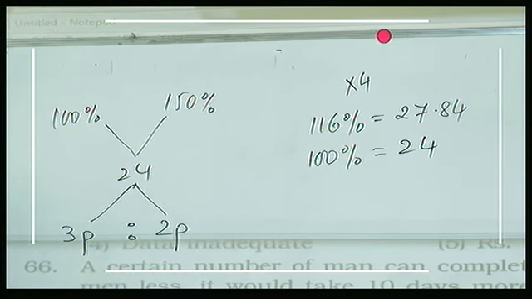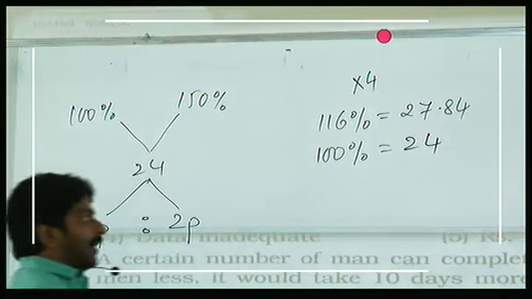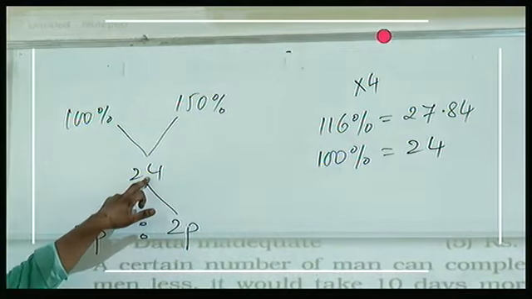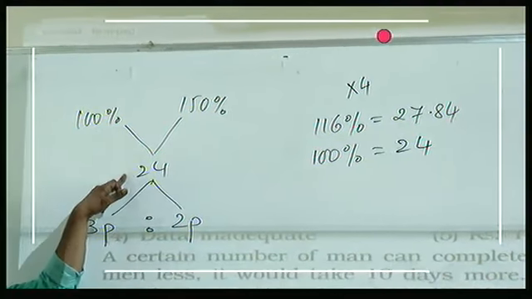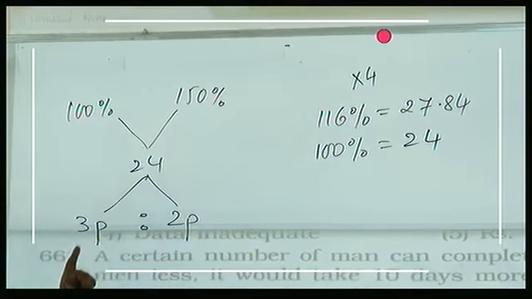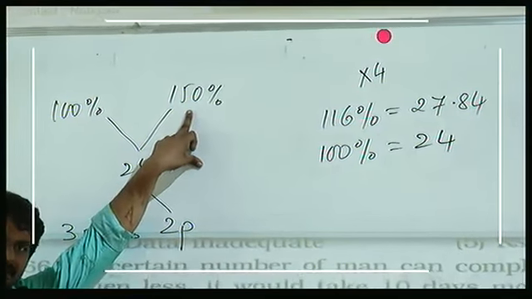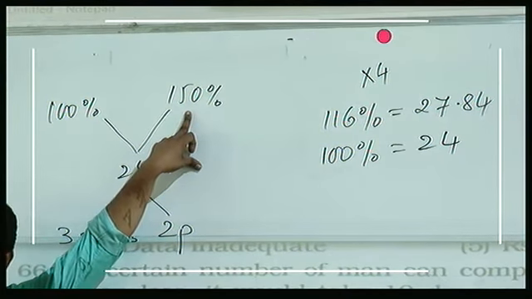You are asked to calculate the cost price of second variety, which is 150%. According to allegation rule, this number should be more than one of the numbers and less than one of the numbers. Yes or no? So 24 will be definitely less than 150%. Yes or no? Correct?